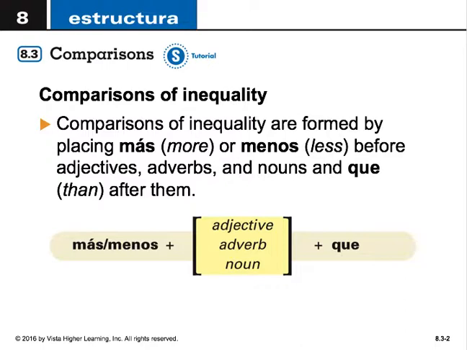Comparisons of inequality are formed by placing más, meaning more, or menos, meaning less, before adjectives, adverbs, and nouns, and que, or then, after them. Por ejemplo, más bueno que, or más sabroso que, or menos efectivamente que, or más libros que, menos libros que.